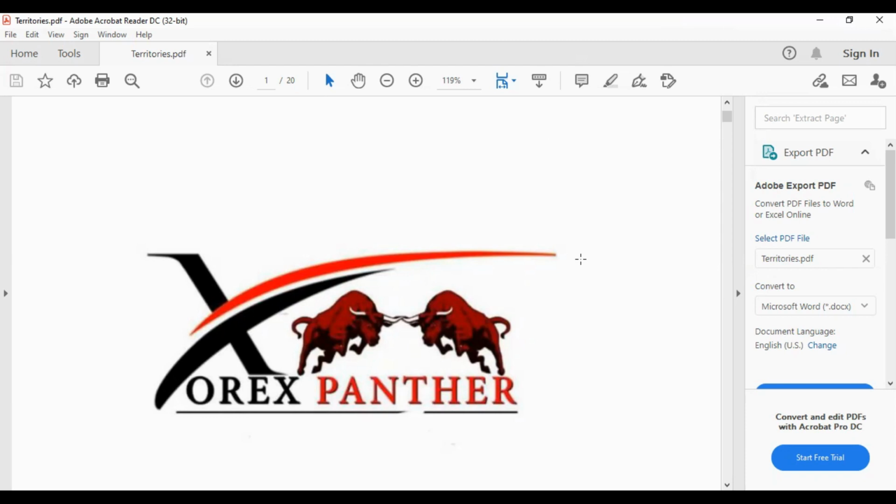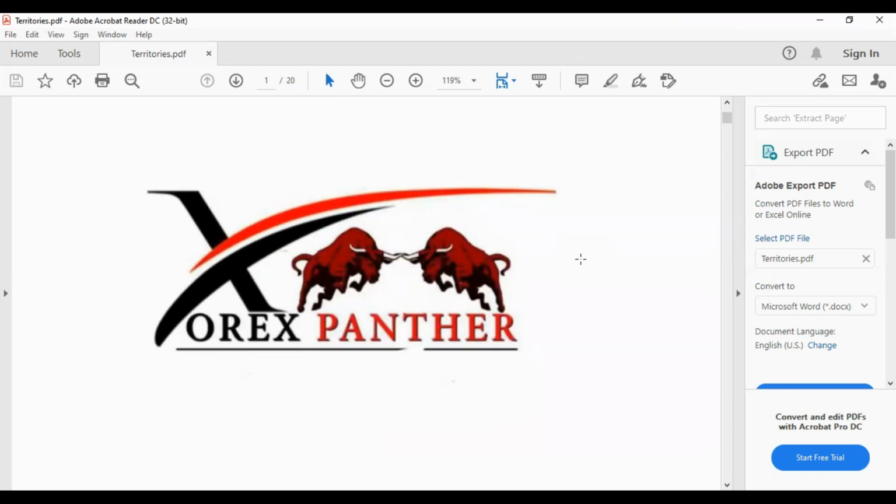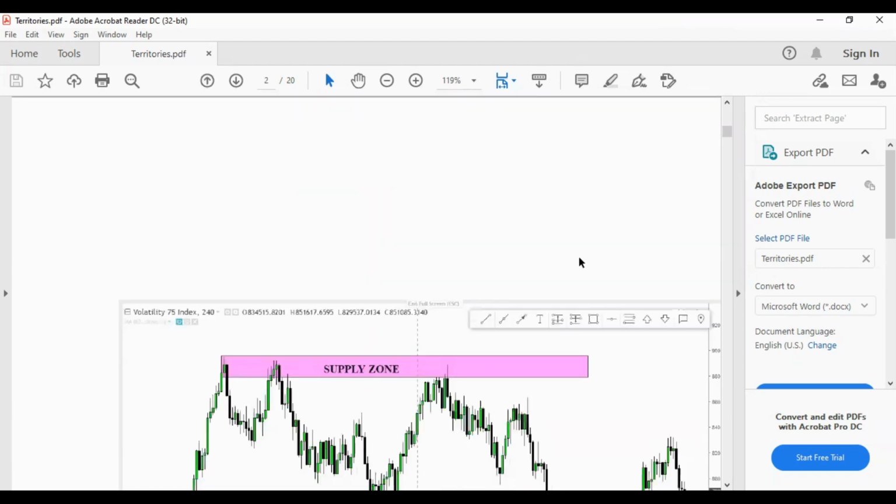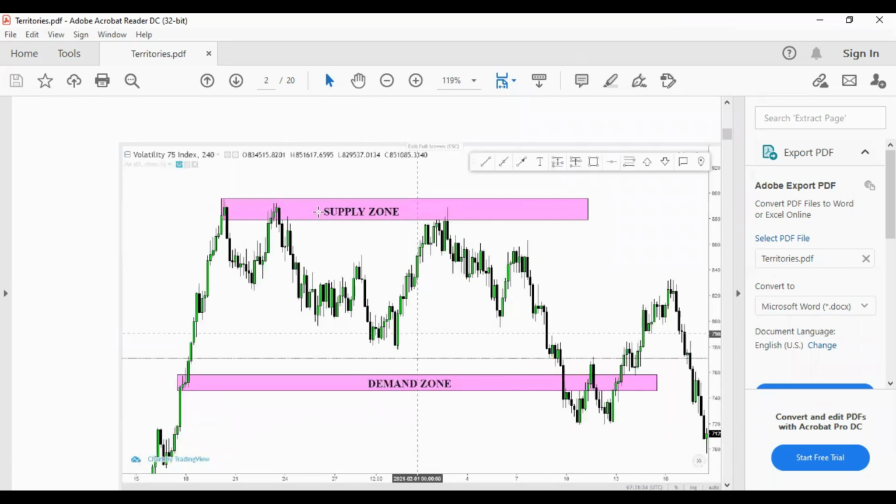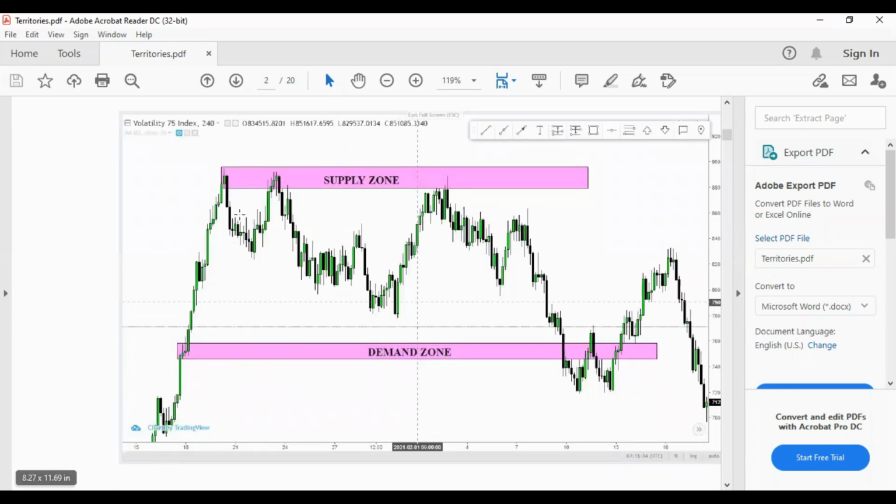So firstly, we're going to look at this. Let's give an example here. This is volatility 75. We can clearly see here that price was in an uptrend, and here it created sort of a demand where there was friction.